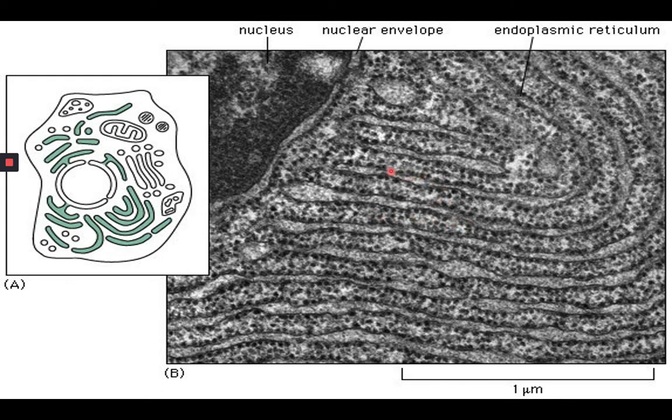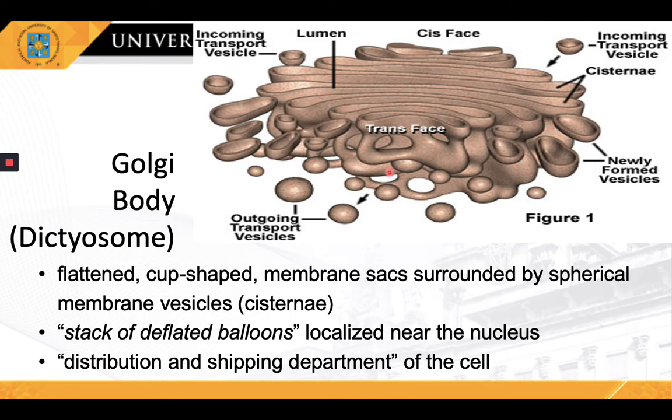protein synthesis. The next organelle in our list is the Golgi apparatus. Also called the Golgi body, Golgi complex, or dictyosome, it is an organelle found in typical eukaryotic cells. It is typically comprised of a series of 5 to 8 cup-shaped, membrane-covered sacs, called cisternae, that look something like stacks of deflated balloons that are localized near the nucleus. The primary function of the Golgi apparatus is to process and package macromolecules synthesized by the cell, primarily proteins and lipids. It is often referred to as the distribution and shipping department of the cell.